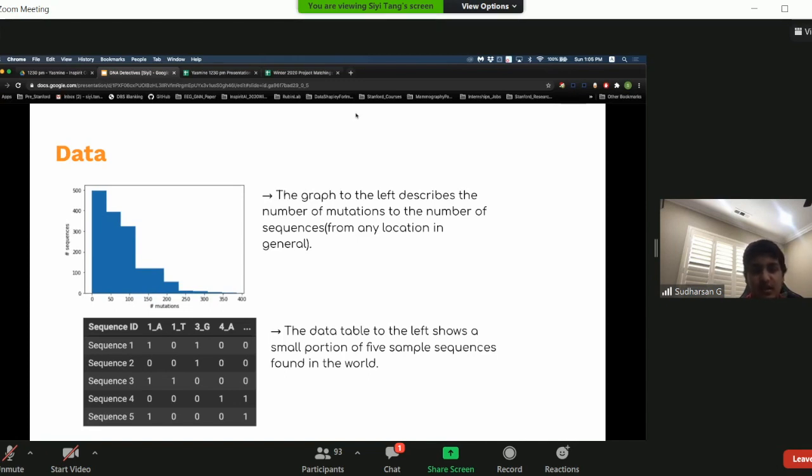And the data table that you're seeing right here shows only a small portion of 5 sample sequences that we found. Those are labeled in these different rows. But this very first row, where it says 1_A and then T, G, and A, those are actually the bases of the sequences. So the 1s and 0s: the 1s mean that the corresponding base is present, and 0 means that it's not present.